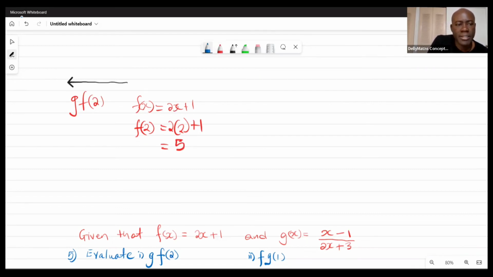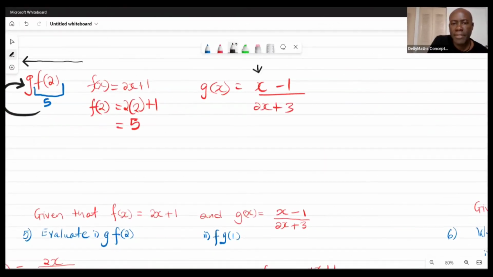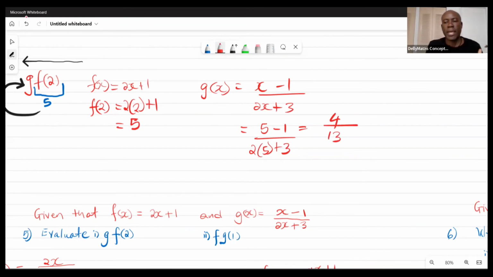What that is suggesting here is that I am literally finding g of 5 because f of 2 has a value of 5. So now I'm going to plug that 5 into my g function. Now I'm going to be substituting 5 there and 5 there. We're talking about 5 minus 1 over 2 times 5 plus 3. So there it is. 5 minus 1 is 4 over 2 fives here give us 10 plus 3, 13. So we end up getting the same response.